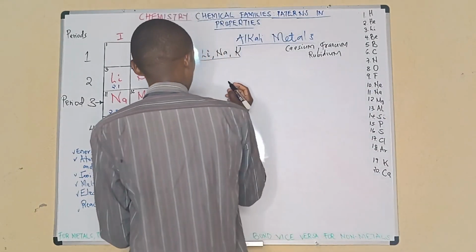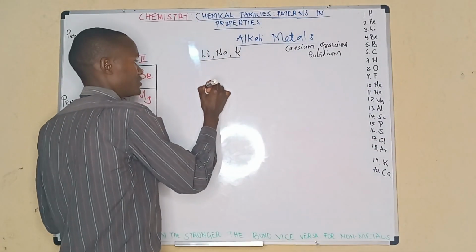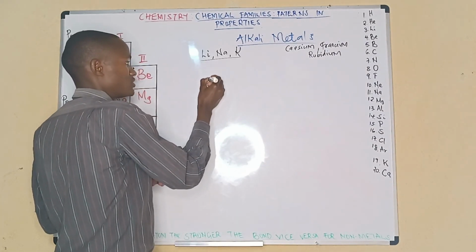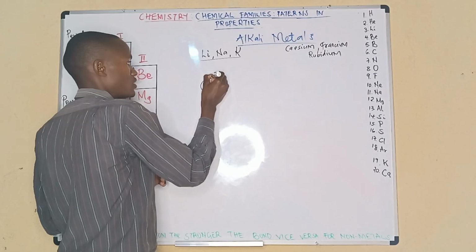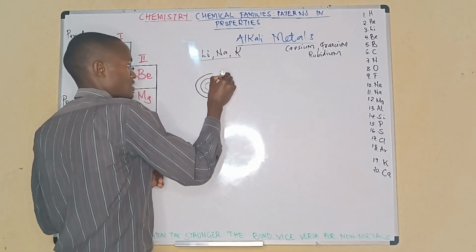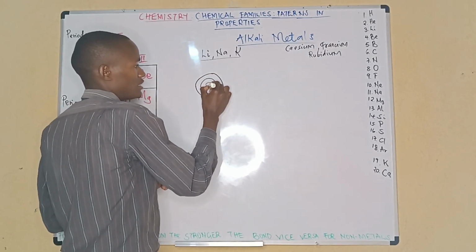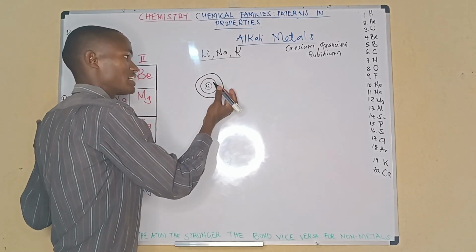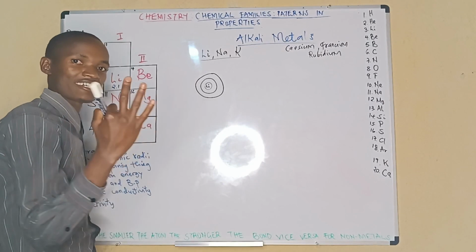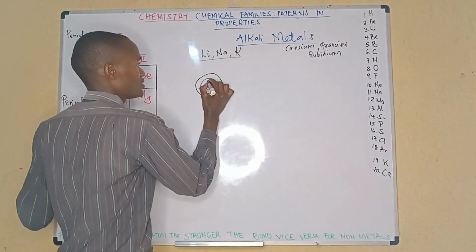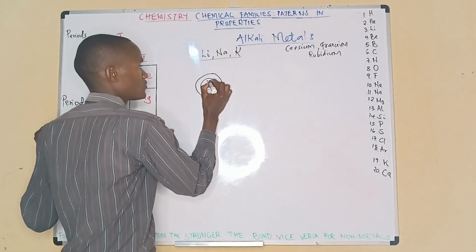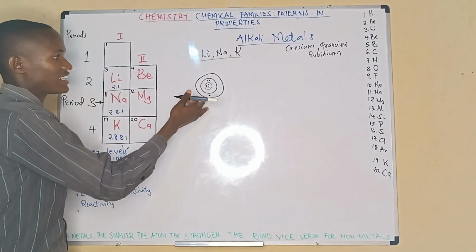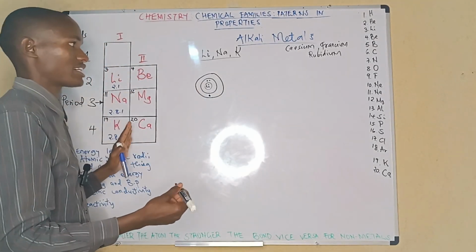Maybe it can be shown by diagram, whereby we can draw the atom of lithium, that is the nucleus, and then we said it is 2-1. So we can write here lithium and then show the configuration. It is atomic number 3, therefore it has 3 electrons. It becomes 2 in the first energy level and 1 in the second energy level. That is lithium. Let us show that of potassium.